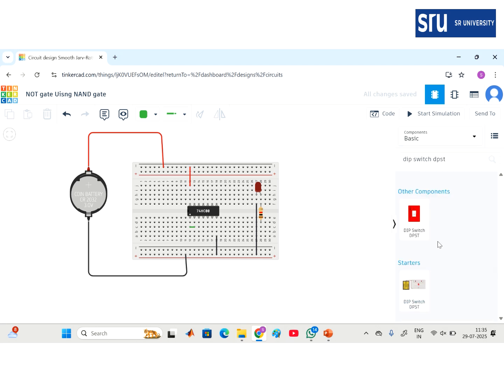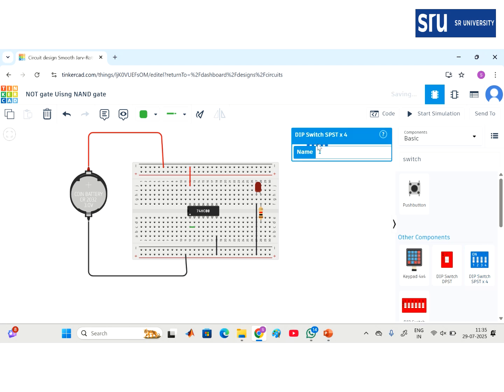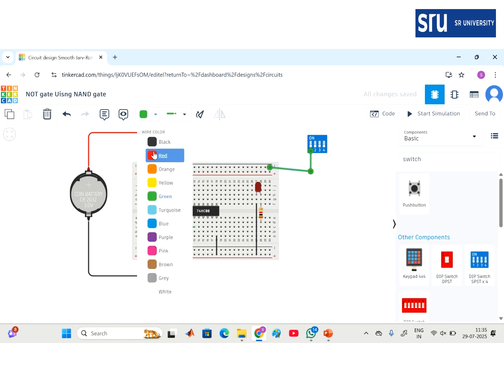Whether you can consider the dip switch or you can consider the SPST switch, this is the switch we are using. Alright, so we know how to connect this switch also. First, 1A has to be connected to the VCC.